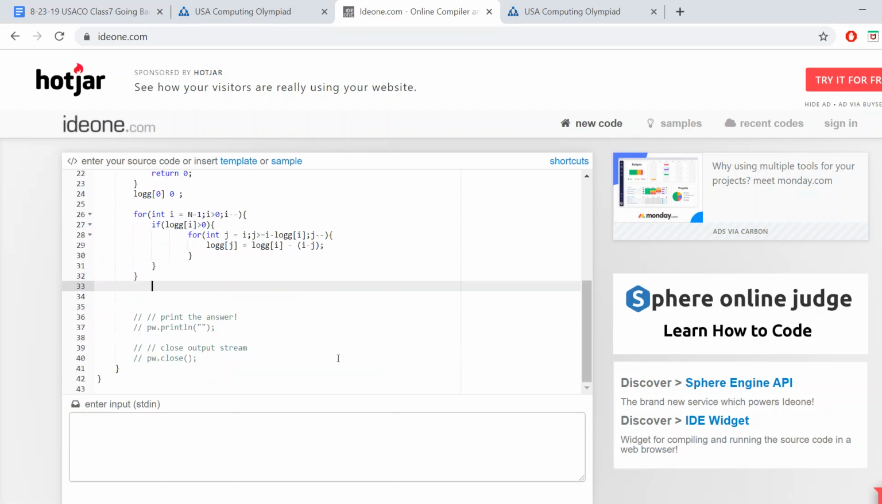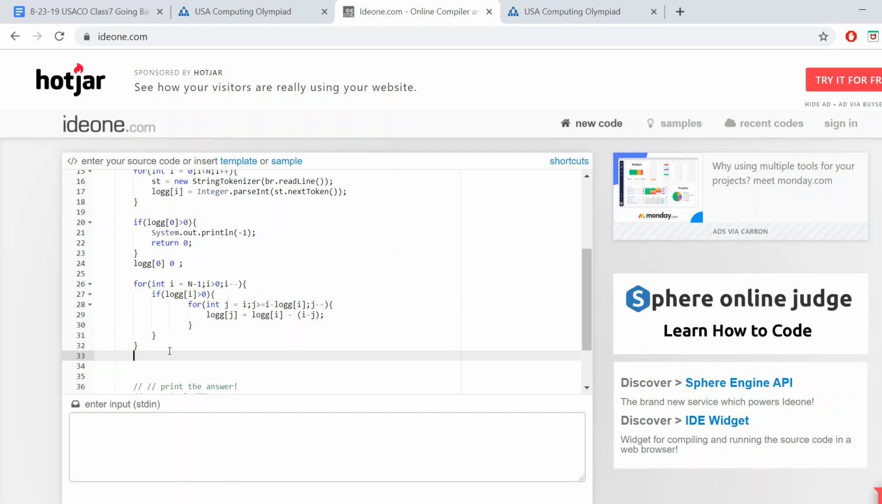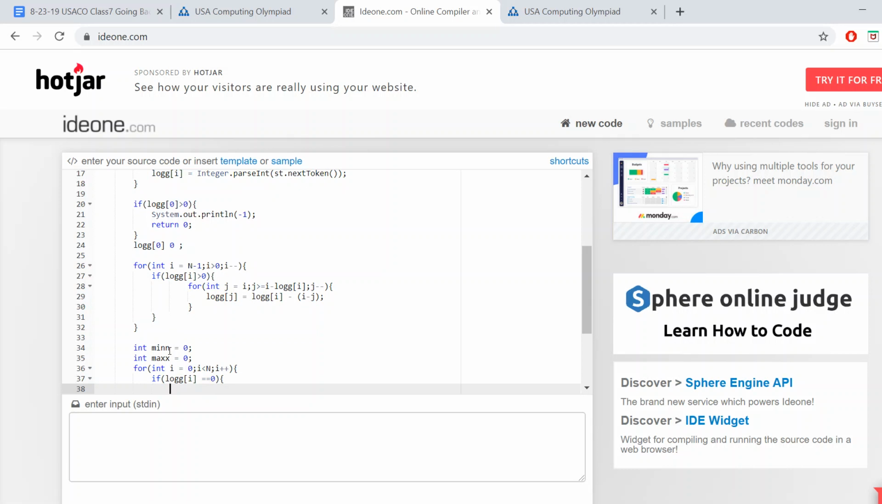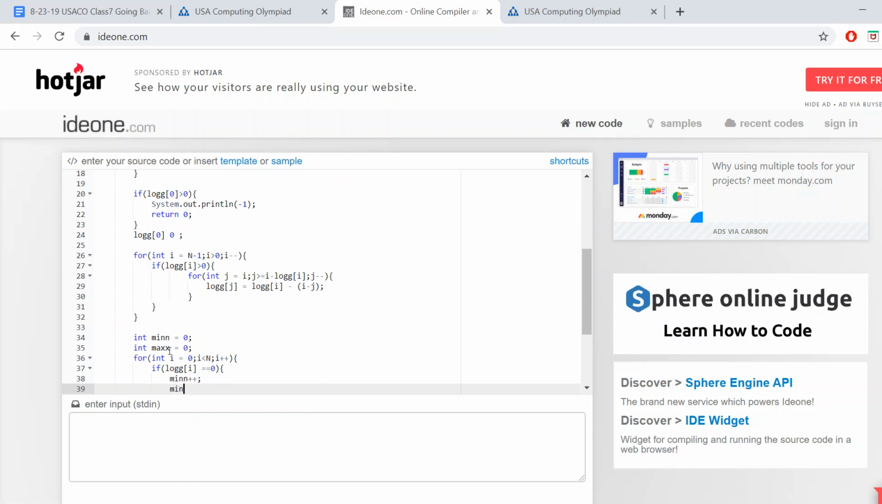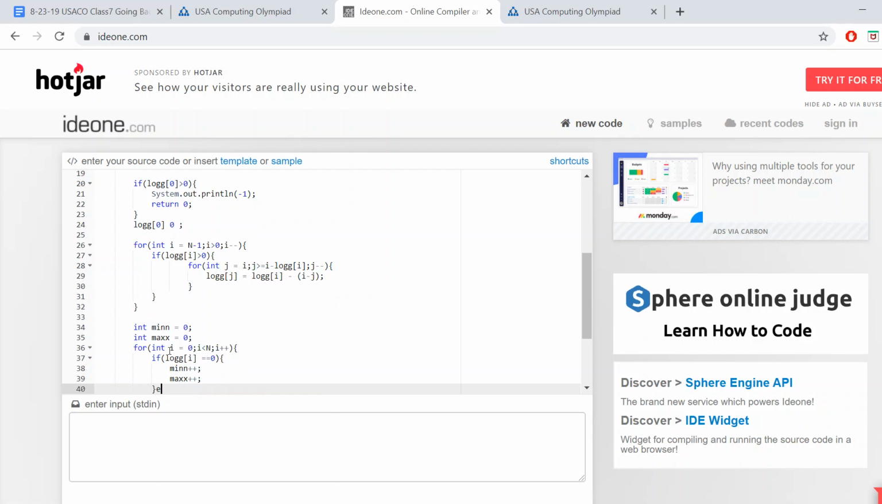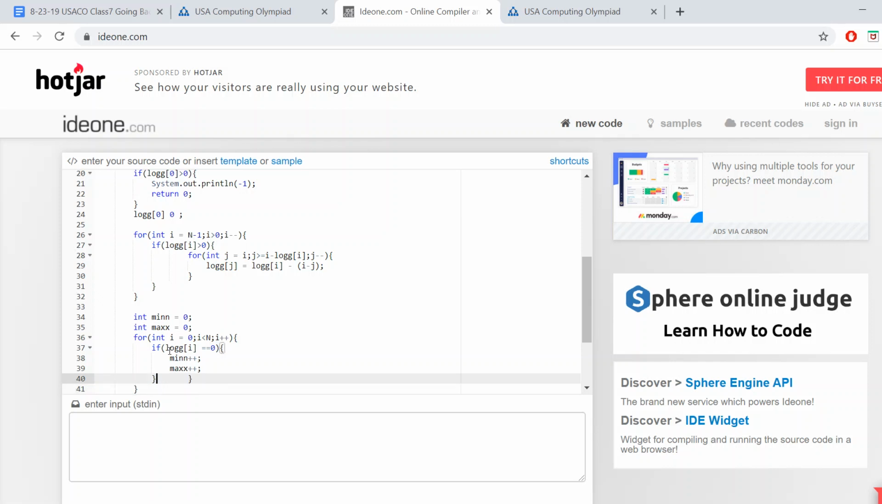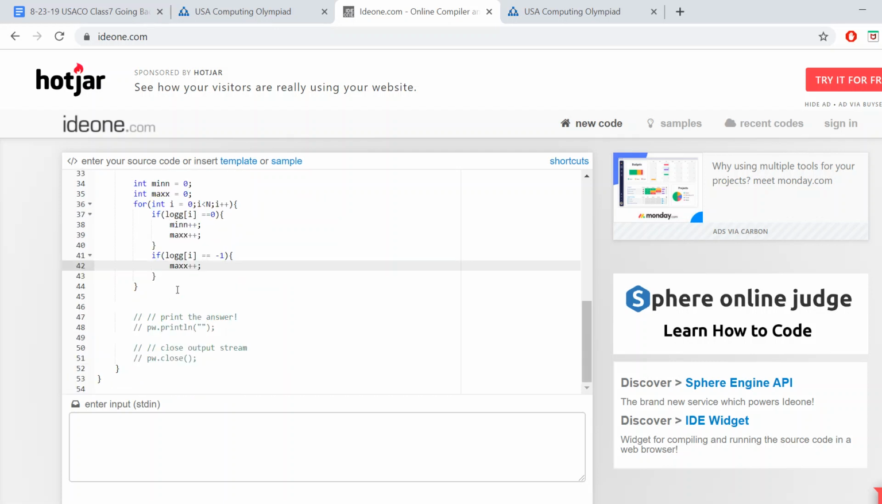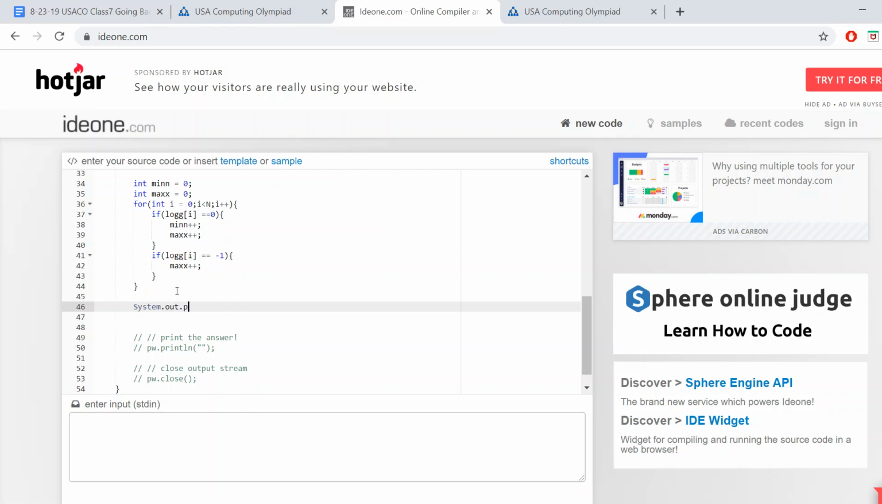So after that, you have an int min equals 0, max equals 0, and you just loop through the log. If it's 0, then you increase both the minimum and the maximum because you know for sure that there's a breakout that day. And if the value is equal to -1, then you only add that to the maximum, because it doesn't have to be a breakout, but if you want the maximum, you assume it's a breakout. So just add it to the maximum only, and then after that, you just print out the minimum plus a space plus max.